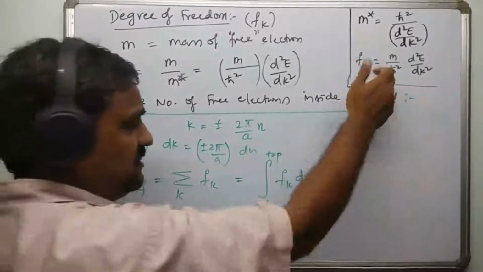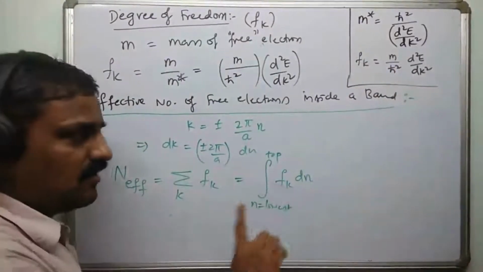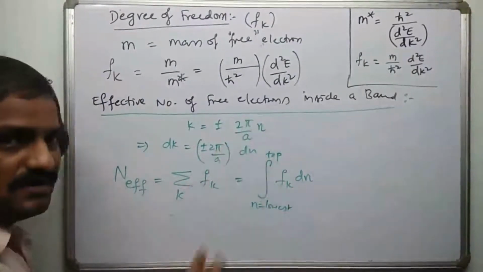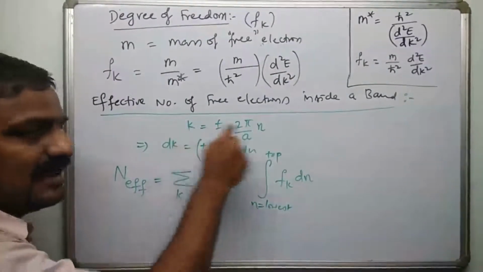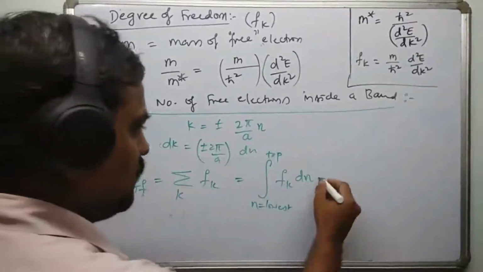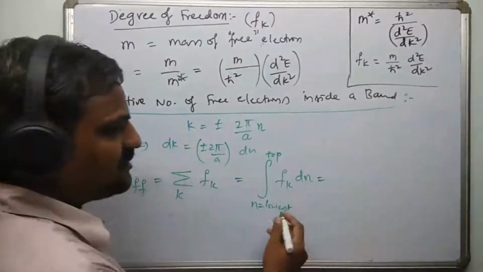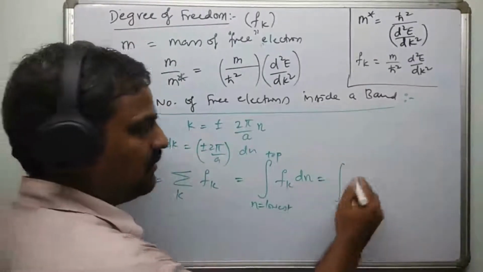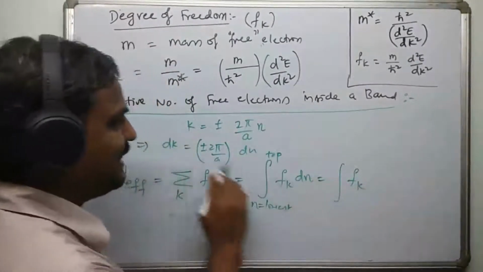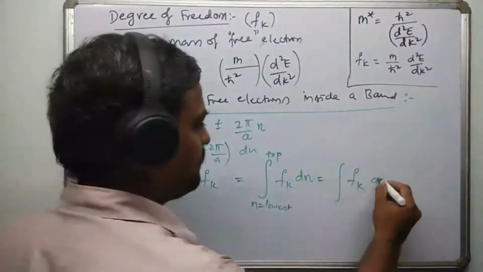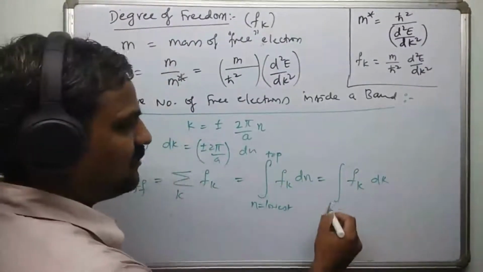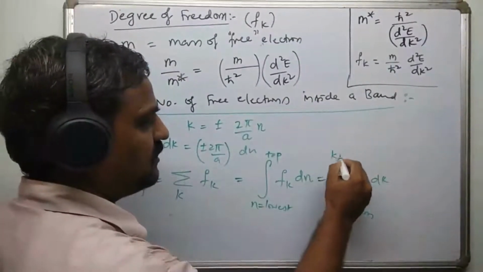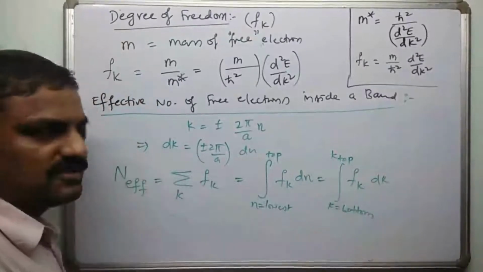As we know, fk is this, and we have to do this integration over all possible numbers, row number 1, row number 2, like that. You have to do this n. As we know, this n is the number inside the band. K and n are related like this. So what I will do is, I can literally transform this. This integration is happening over n. I can also write this as fk dk, with k values running from k bottom of the band to k top of the band. Like that, I can do this integration.